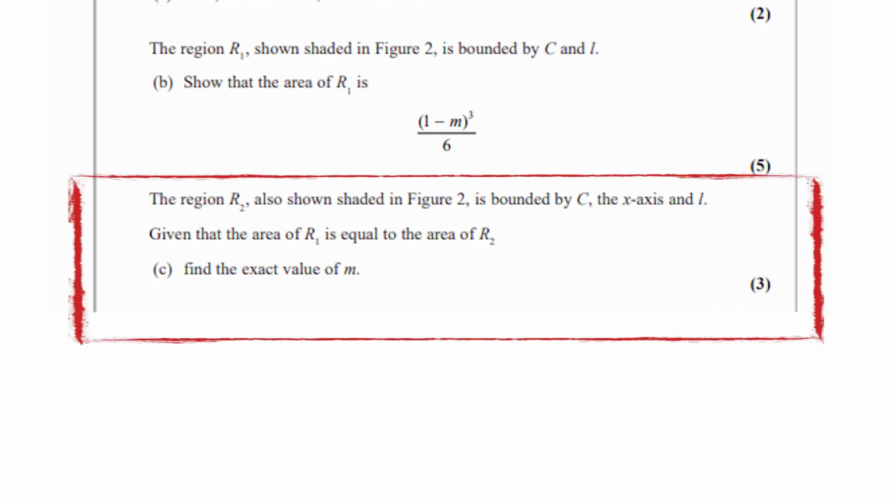In this part, they say that the region R2 shown shaded is bounded by the curve C, the x-axis, and L. Now they say given that area of R1 equals area of R2, they want us to find the exact value of m. Now, how are we going to go about doing that?